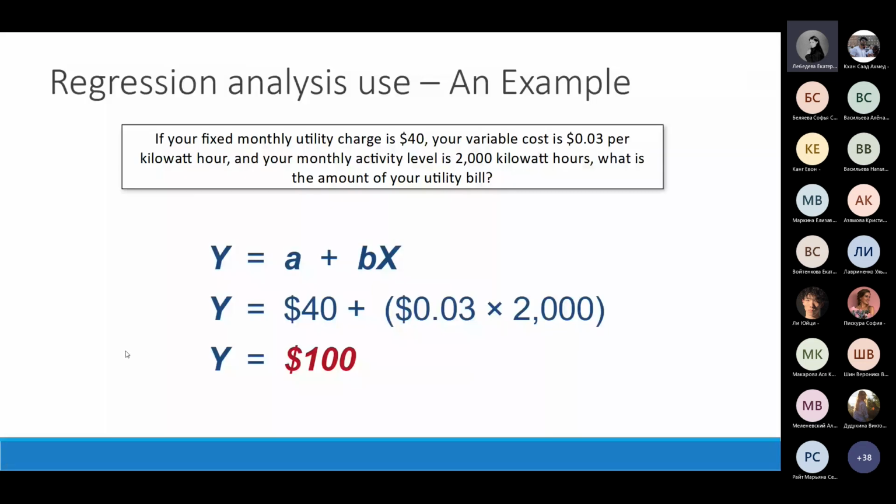This is an example of regression analysis used. You can see that a regression line is representing the fixed cost by the constant, and a regression coefficient stands for variable cost per unit. And the dependent variable is actually the amount of the utility bill. So it's the amount of our mixed cost in total.